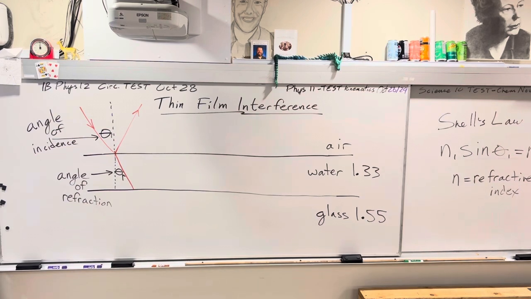And this theta is the angle to normal. Okay. So n1 sine theta 1 equals n2 sine theta 2. And of course you can rearrange that however you like.